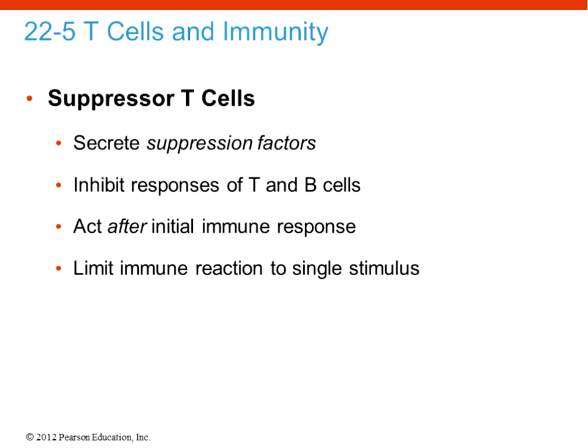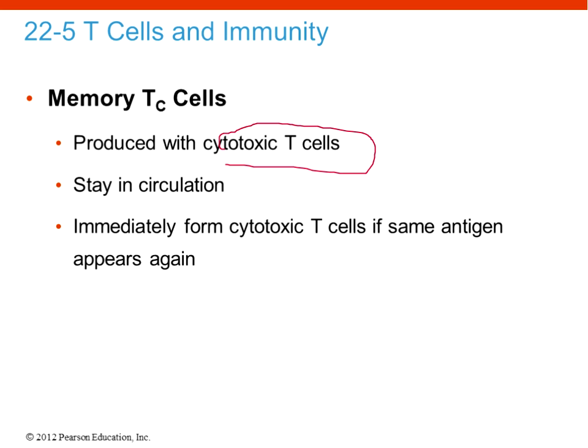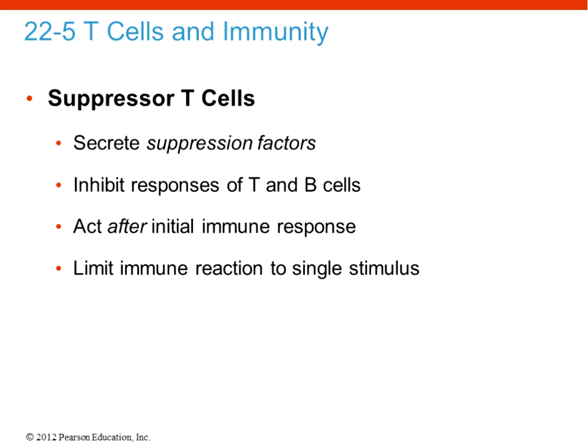Memory T cells then are produced with cytotoxic T cells. You go back to that previous slide. All right, memory T cells are also produced, right? Activation and cell division. So once the T cells are activated, you also produce some memory T cells for future times if that antigen returns, right? So these stay in the circulation and will immediately form cytotoxic T cells if that same antigen appears again. So memory T cells are obviously very important and part of that initial formation of cytotoxic T cells.